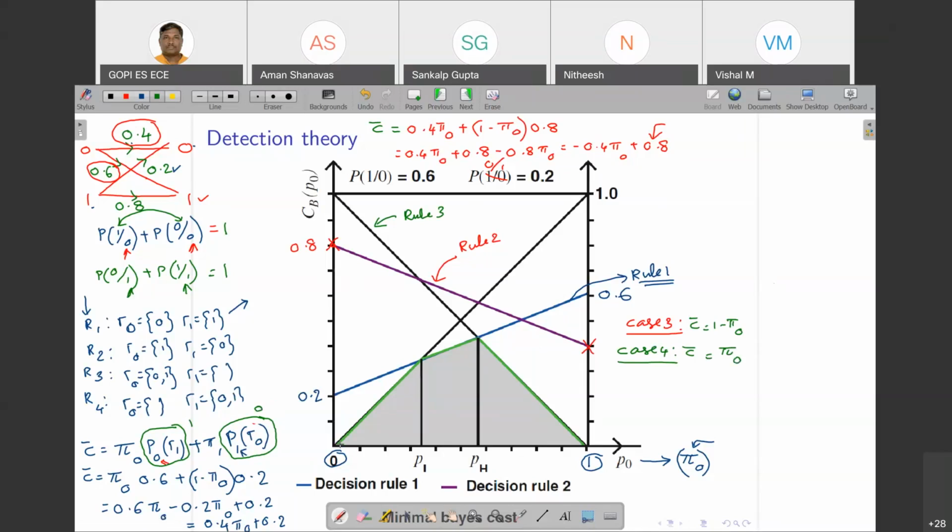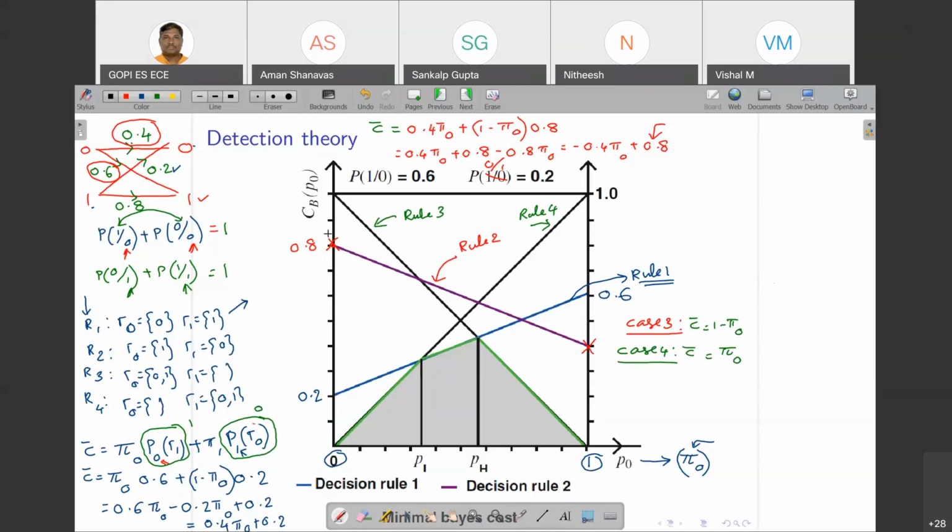So this straight line that you see here is what we call rule 4. Now, in this figure we have all the rules as a function of pi naught, the prior probability. Among these 4 values, whichever is giving the least, that rule I have to choose.